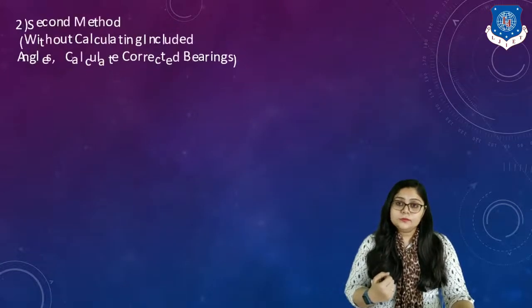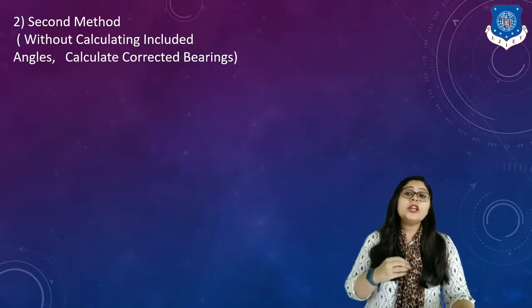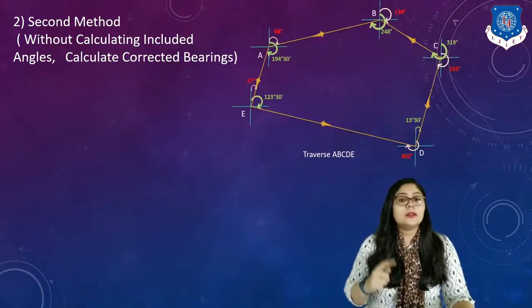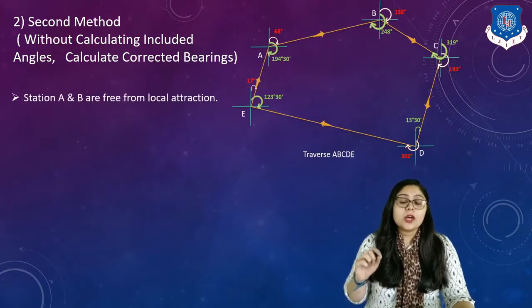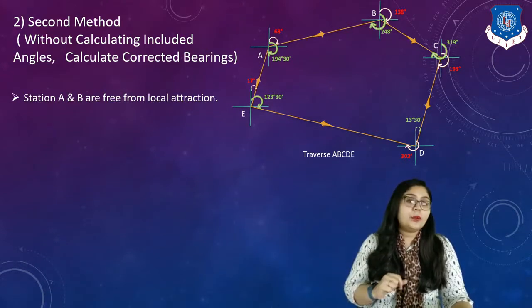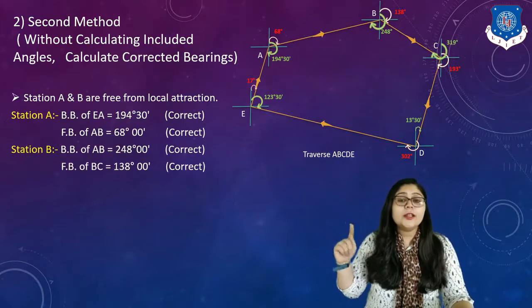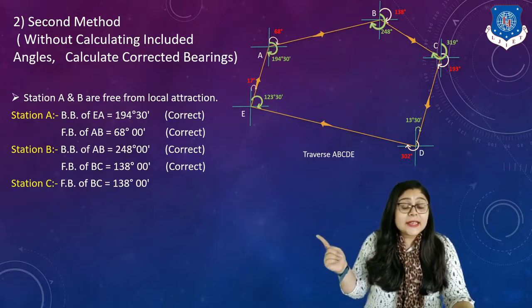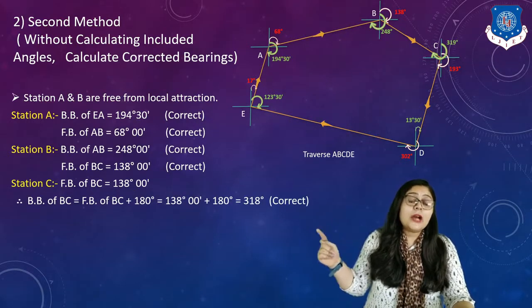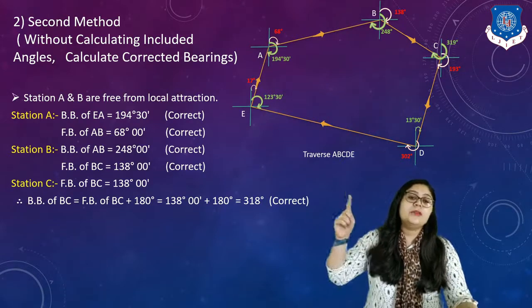Now the same thing, if I want to calculate it using the second method, it means without calculating included angles, we can calculate the corrected bearings, right? So here the traverse is the same, all the data is the same, and the concept is again the same for the first few steps: stations A and B are free from local attraction, that we know. So for station A all the data is correct, as well as for station B. But station C is affected. Only the fore bearing is correct, but we can calculate the back bearing by using the relation between fore bearing and back bearing, which is 318 degrees.